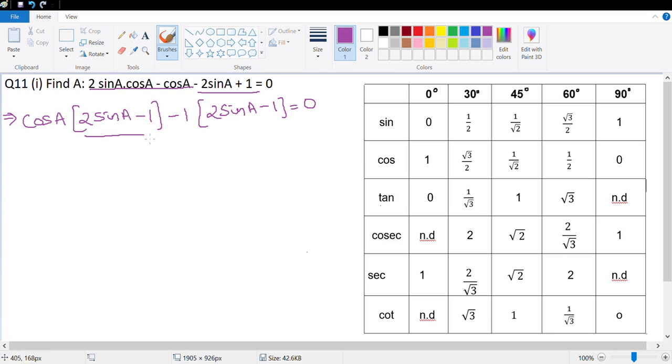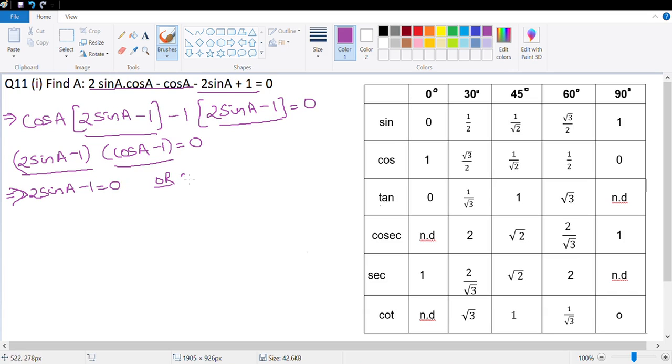Again, 2 sine A minus 1 is common between these two terms. So I have 2 sine A minus 1 times cos A minus 1 is equal to 0. Now this looks like question 1 and 2 which we have done, which means either this is 0 or the second term is 0, which means 2 sine A minus 1 is equal to 0 or cos A minus 1 is equal to 0. This becomes 2 sine A is equal to 1 and the second becomes cos A is equal to 1.